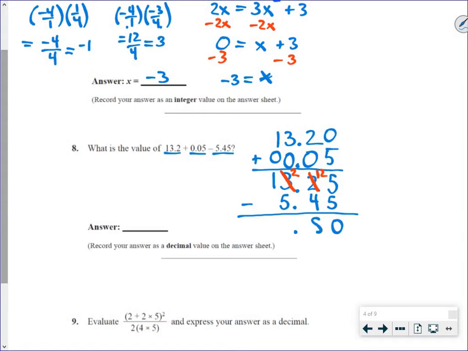12 minus 4, 8. Okay, and then moving on to this number, 2 minus 5 I can't do, so if you like, you can think of it as borrowing that, so that becomes a 12, right? And then 12 minus 5 is 7. So 7.80 is the final answer for that one.